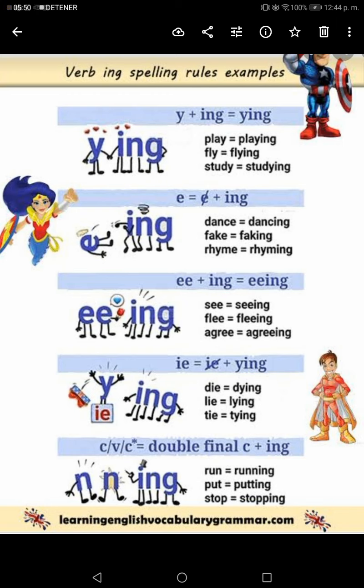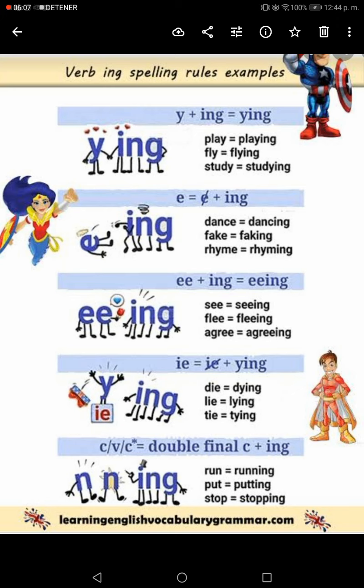What happens if the verb ends with double E? Nothing happens. We're going to keep the double E in the verb. For example, see, it's going to be seeing. Flee is going to be fleeing. Agree is going to be agreeing.